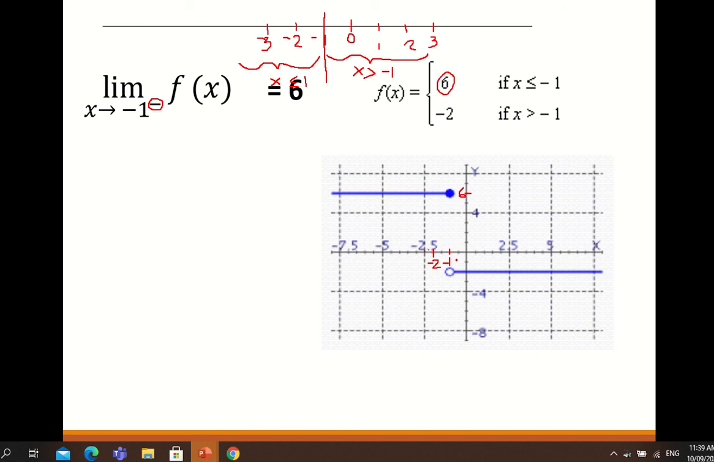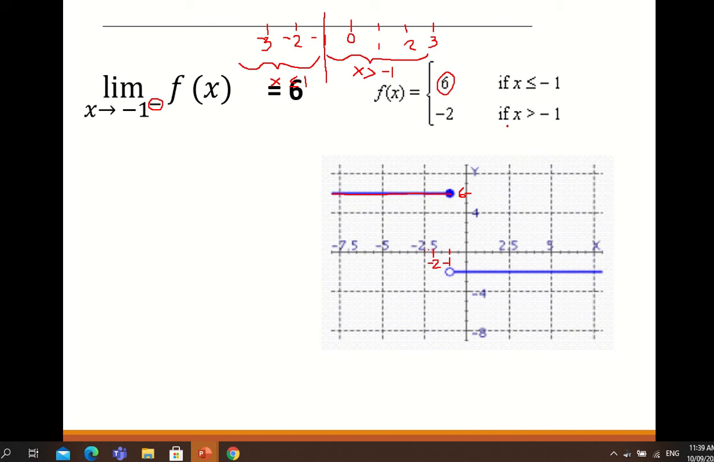Now if the values of x belong to this interval, x less than or equal to -1, it means to the left of this. Starting from here, going to the left, all these negative values, you are tracing this graph from left to right, coming from the left. So the limit of the function is equal to 6.